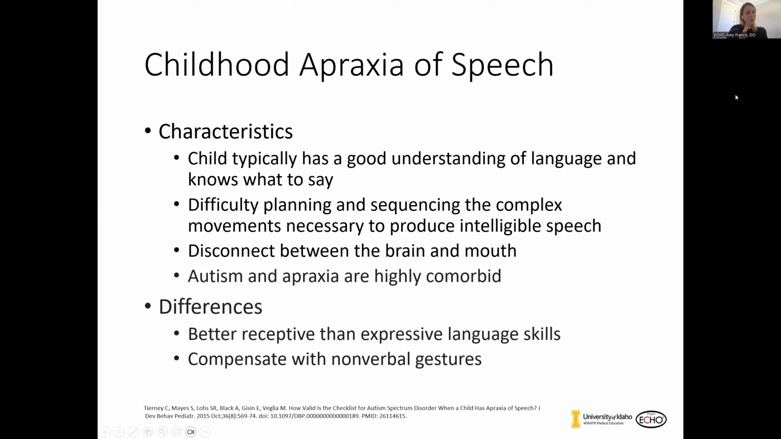The main differences between childhood apraxia of speech and autism is that children with apraxia of speech have better receptive and expressive language skills, and they compensate more with nonverbals. Next slide.